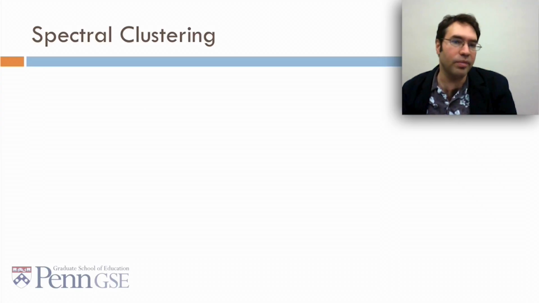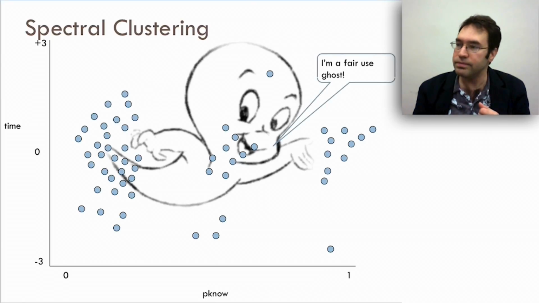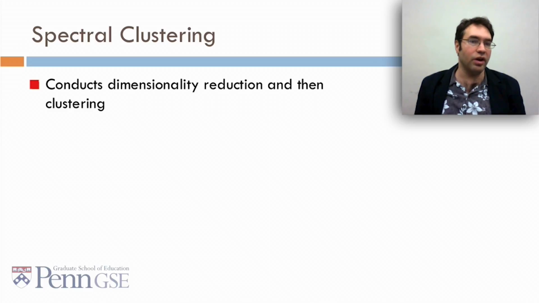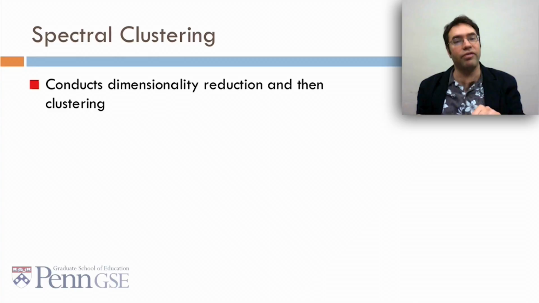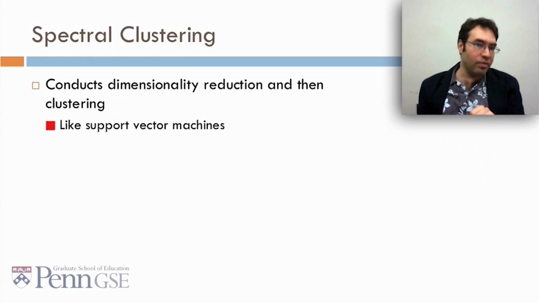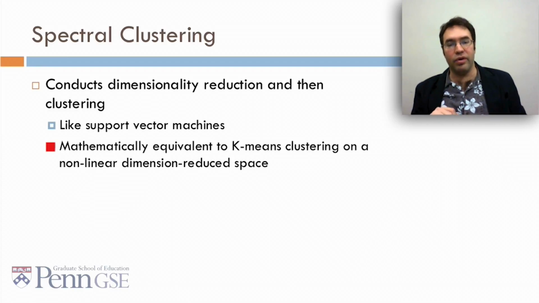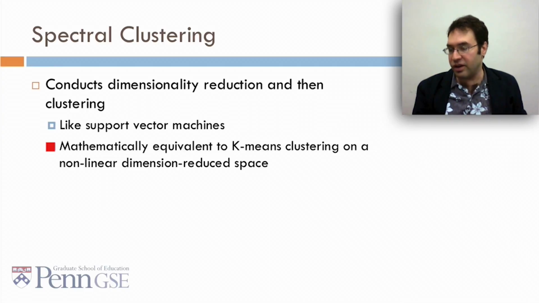Another advanced clustering algorithm is spectral clustering. And here we see an example of spectral clustering. In spectral clustering, we conduct dimensionality reduction, an example of which was fast correlation-based filtering, but we'll also talk about factor analysis later in the week, and then we conduct clustering. This is in fact extremely analogous to what support vector machines do. And it's mathematically equivalent to doing k-means clustering on a nonlinear dimension-reduced space. If that's gibberish, don't worry about it.